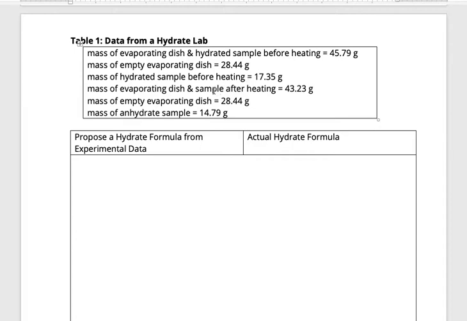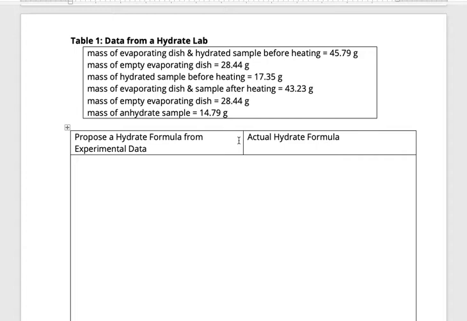From there, we are going to heat the sample. When that's done and everything's been cooled down, make sure it is cooled down. From there, we're going to take the difference. Once it cools down, say we found that the dish and the sample after heating is 43.23 grams. We know what the mass of the empty dish was, so we subtract those and we get our anhydrous sample mass. Basically, if it has been thoroughly heated, how much will the sample weigh after the water has been evaporated off? So there are all the results.